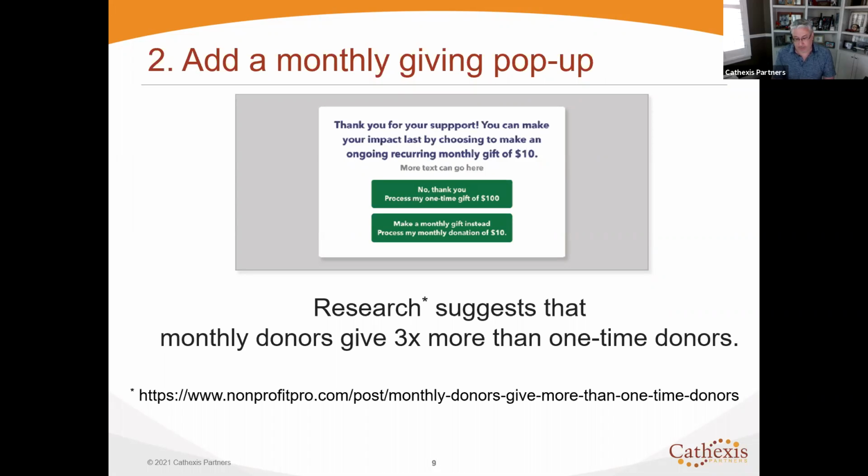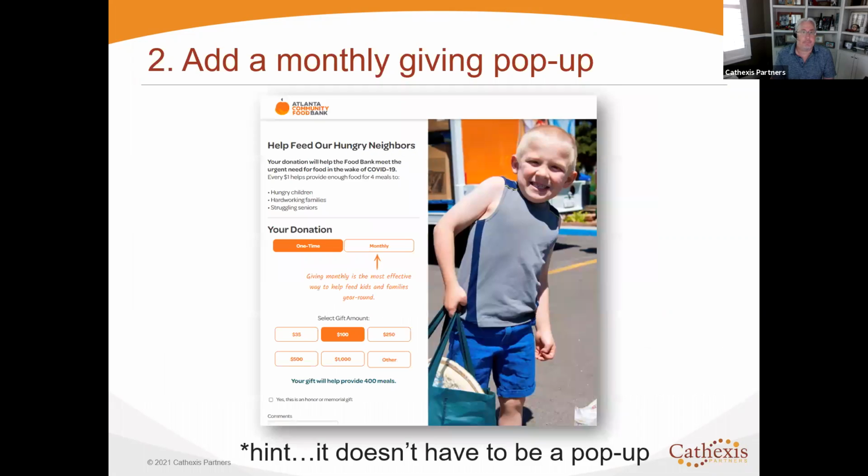So that's one way to basically just prompt them, and it's not a huge hindrance. It's a simple click. No, thanks. I'll process the one-time gift, but it just makes them think about that. So maybe they'll do it next time. Another example is Atlanta Community Food Bank.